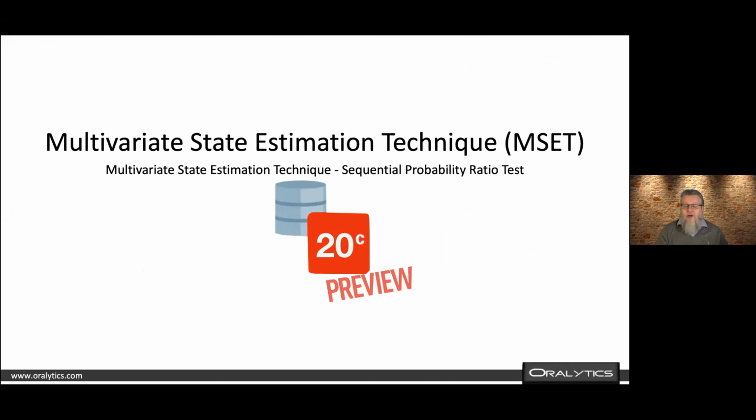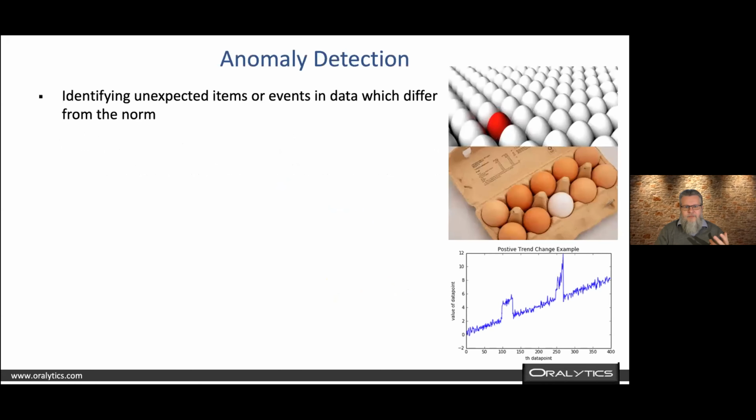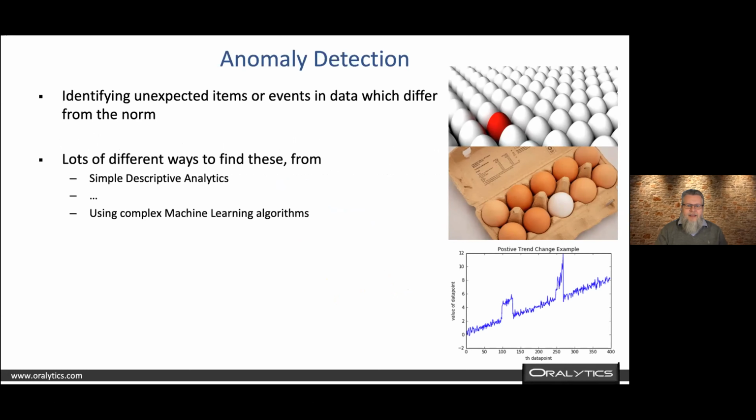So coming up to the last algorithm that I want to show you, it's called Multivariate State Estimation Technique, or MSET, right? This is an algorithm that's been around for 20 years or more. And effectively it can be used for anomaly detection. So we can see some examples of anomaly detection.